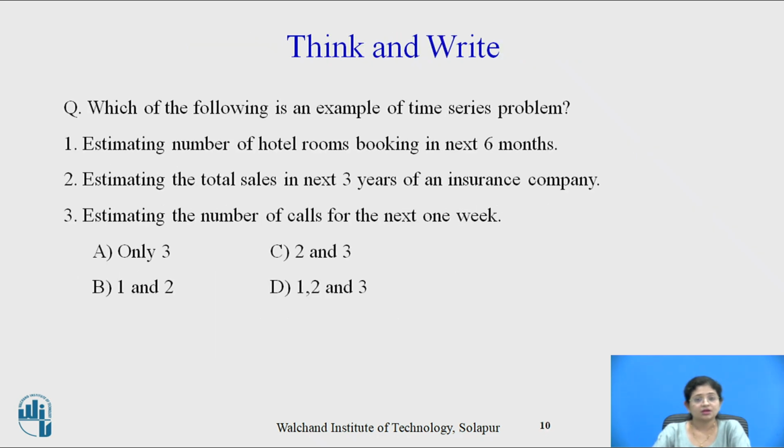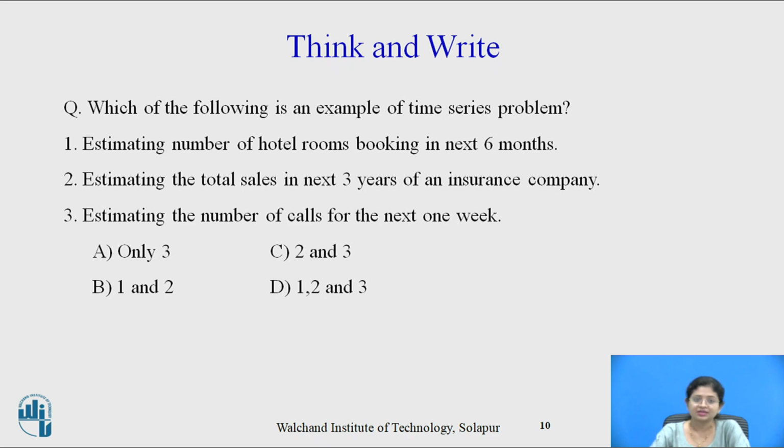So this is about the time series and the time series analysis. Now please pause the video for a while and answer this question. Which of the following is an example of time series problem? The first example is estimation of the number of hotel rooms booking in the next 6 months. Estimating the total sales in the next 3 years of an insurance company. Estimating the number of calls for the next 1 week.